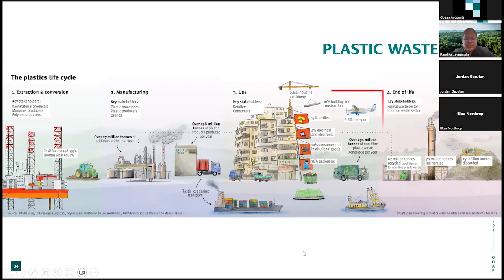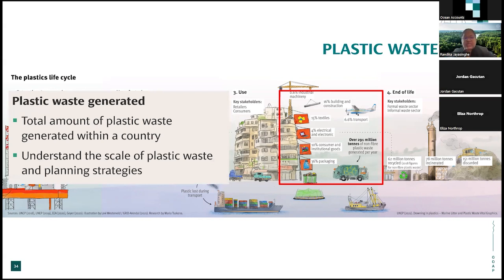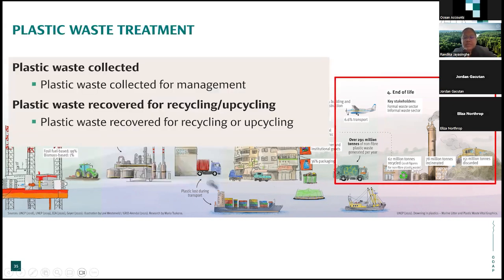Next in the data checklist is plastic waste. Now, when we look at plastic waste, it's the total amount of plastic waste generated within a country. And this helps us to understand the scale of plastic waste and plan waste management strategies. Plastic waste treatment has different components within that. So the first one is, once the plastic waste is generated, how much plastic waste is actually collected for management. And then from the collected materials, how much plastic waste is recovered for recycling or even for upcycling.